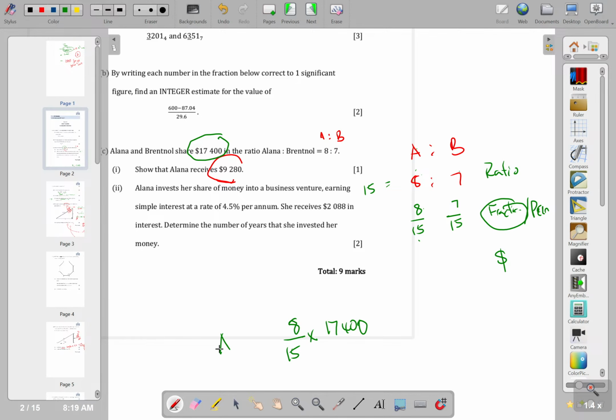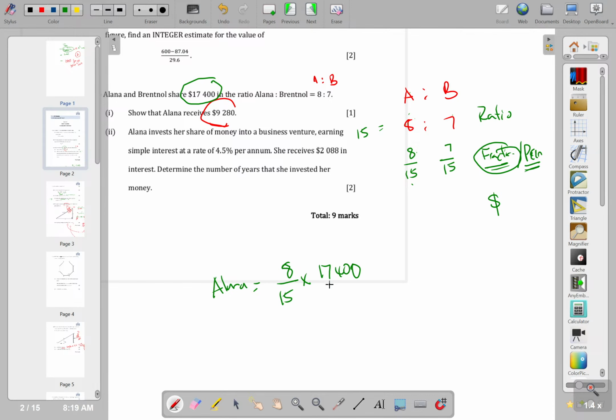This is to get Alana's share. So to use fractions or percentages, you have to multiply to the total. Do the maths for me. This is a fraction multiplying with a fraction. And then now it's up to you. If your maths tells you 17,400 can be divided by 15, then you're correct. 15 can go into 15 one time, and pushing the calculator, 15 goes into 17,400 and gives 1,160.